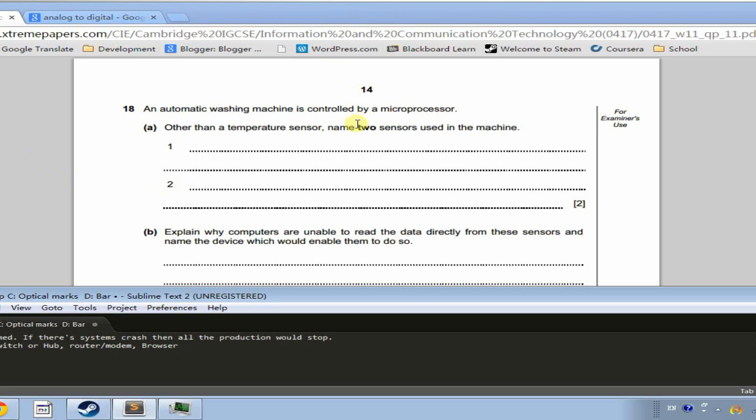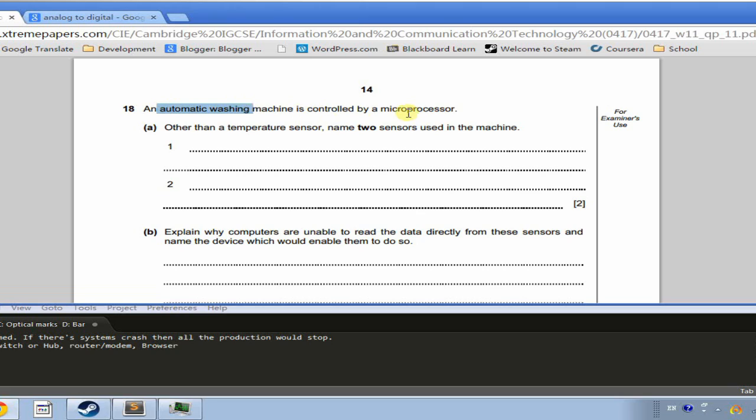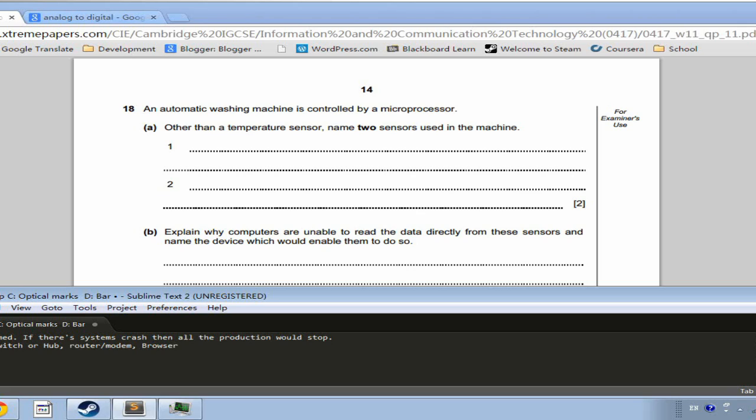So our first question is going to ask us, what type of sensors do we need inside this machine? So it's going to be a washing machine, it's washing our clothes, it's going to be checking the different variables to see what's going on, and it's going to be sending that information back to the microprocessor. So what variables do we have to measure? In this case, they've restricted us and they've said, no, you're not having the easy one, which is going to be temperature. So what other things might we be measuring in there?